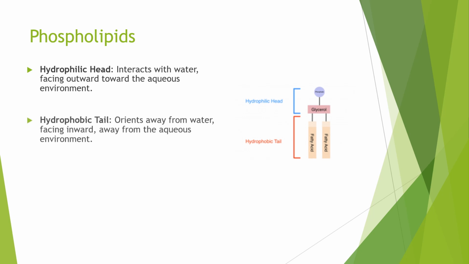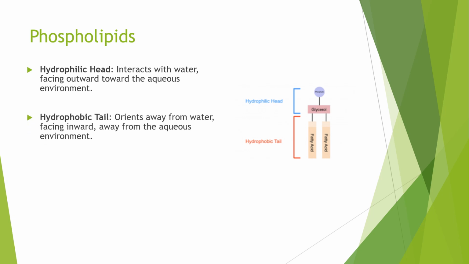They also have a hydrophobic tail, which in contrast means it repels water. These tails orient themselves away from water and face inwards, away from the aqueous surroundings. This arrangement creates a barrier that helps to separate the internal environment of the cell from the external environment.